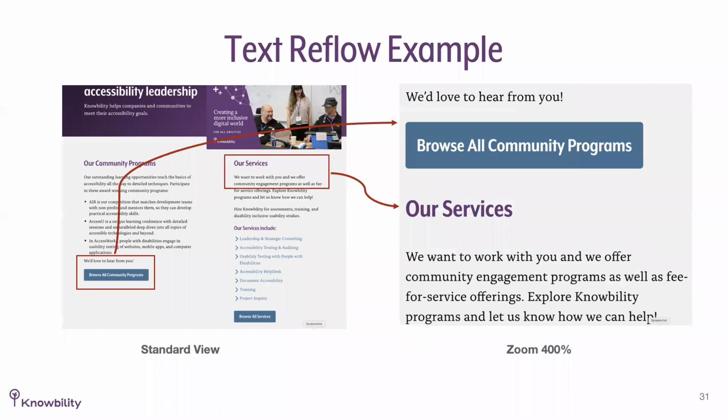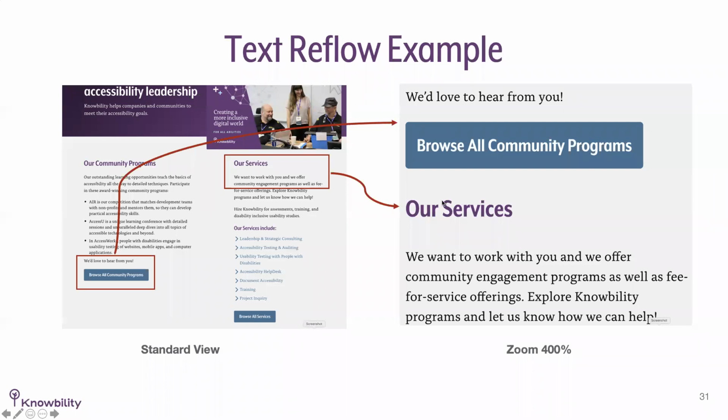So to show that, basically I've taken, again, another standard view on my desktop of the Knowbility screen, and we can see it's split into two columns. We have our community programs and then our services. But when I zoomed it out to 400%, everything went down into one column, so I don't have to scroll left and right. I only have to scroll up and down, so that browse all our programs is up here, and then our services comes directly below that rather than being placed over to the right.